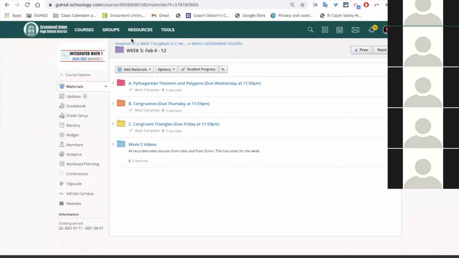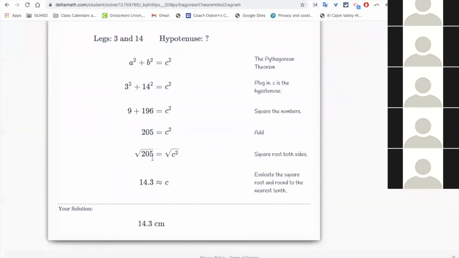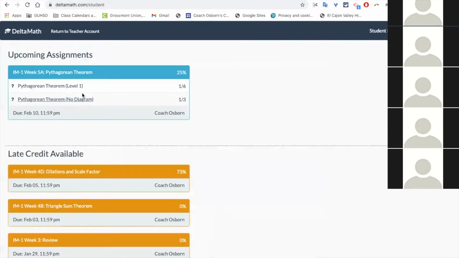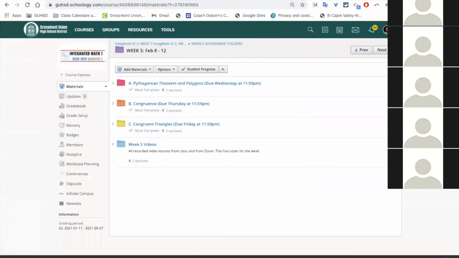So now let's move on to scale factor. Okay, so that's basically what you're going to be expected to do in the Pythagorean theorem for Delta Math. You'll have, for the second one, again, you're going to have to read and draw your triangle out. Okay, and remember for that one, you guys need to show your work.